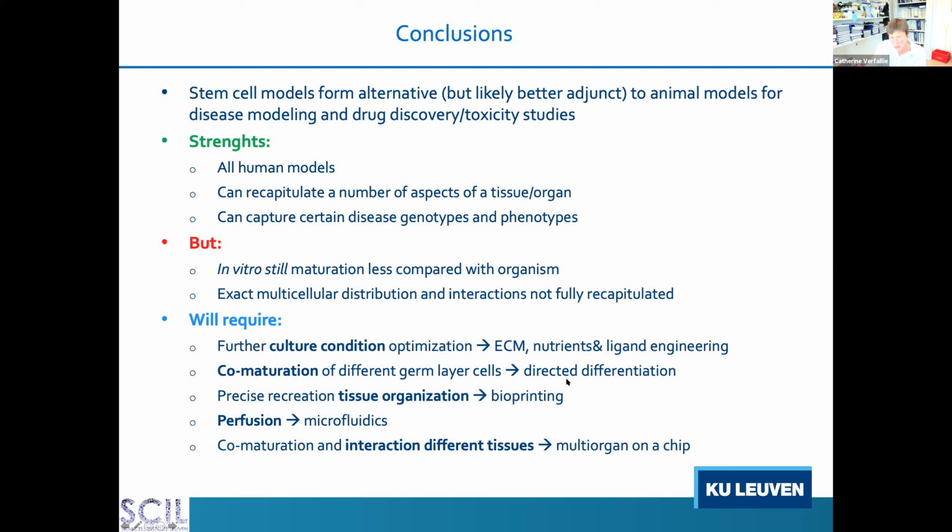the single nuclear RNA sequencing data set analyzed. As I mentioned, whether the tissue organization is necessary and you need to do bioprinting is an open question. And obviously there is no perfusion and hypoxia might still be a major problem. So microfluidics would be interesting. And then you could also move it in more complex systems like a multi-organ on a chip.